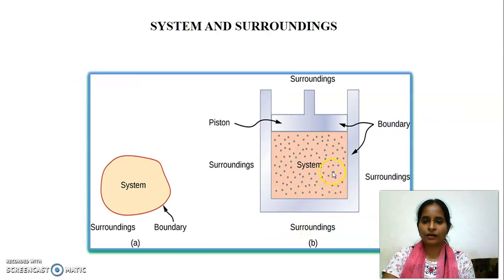Here you can see what a system is. The gas inside this piston-cylinder arrangement is the system. Other than the system, outside in all four directions, you can see the surroundings. The covering of this piston and cylinder, the outer surface, is considered as the boundary. Okay, system, boundary and surroundings.